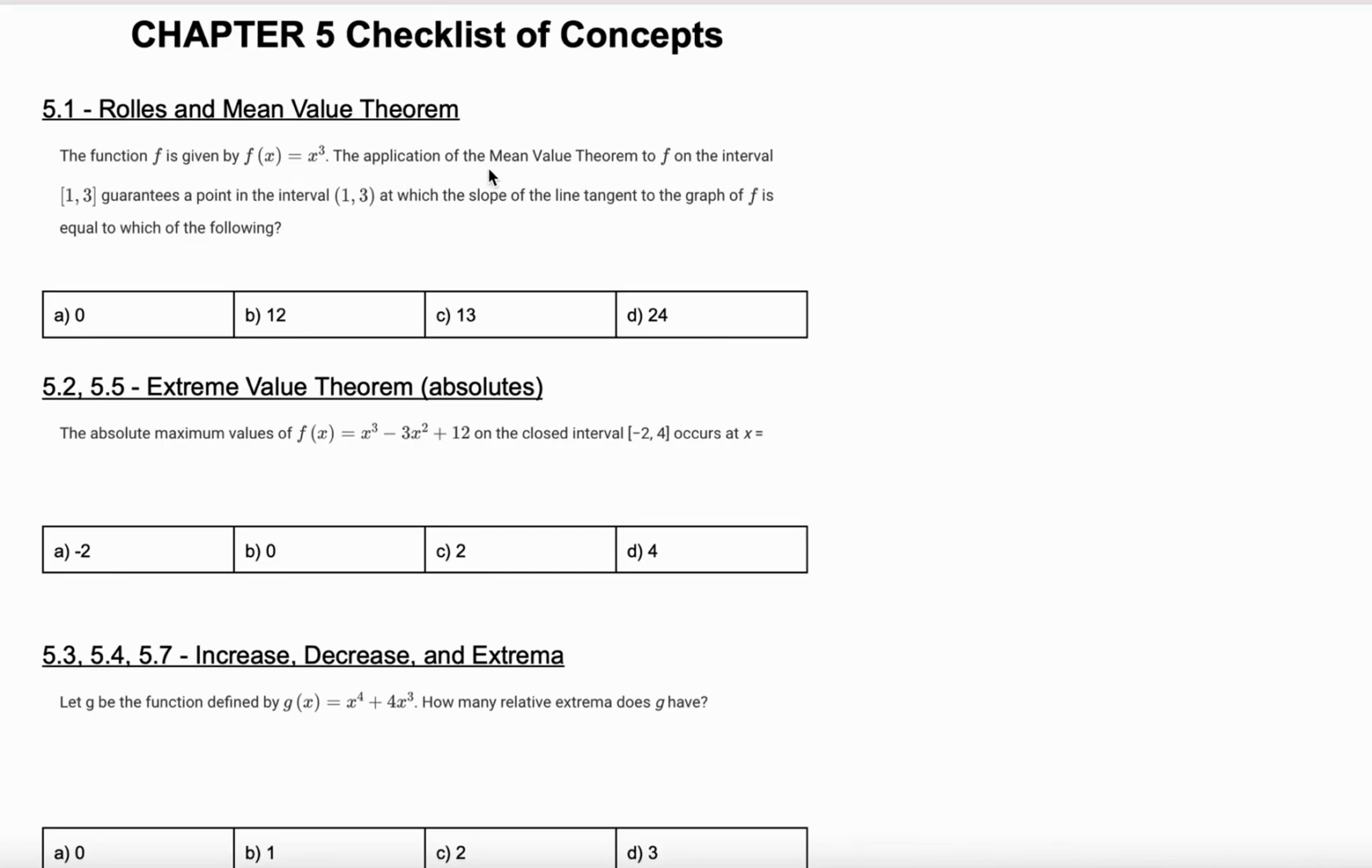Mean value theorem question. If you look at what it wants, it actually wants to know which slope will my derivative equal using MVT. Remember, MVT only applies when a function is continuous and differentiable on an interval. So we need to be continuous on the closed, differentiable on the open. Because this is a polynomial, that would be the case.